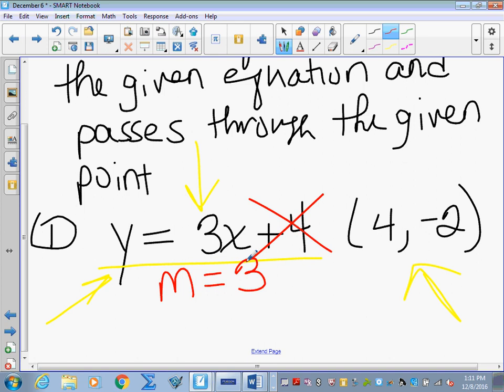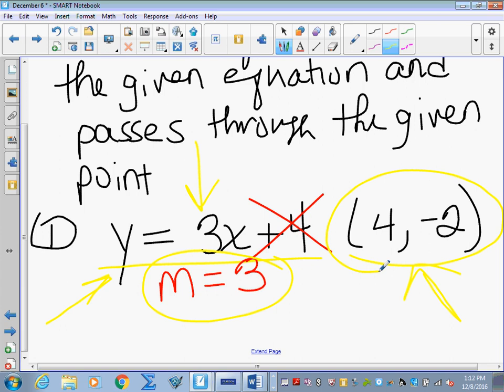Now that you know these two pieces of information, the slope and a point, what form do you think I'm going to put it in? Point slope form. It just makes sense to put it in point slope form. And then we're going to solve it for y because my final answer needs to be in slope intercept form.